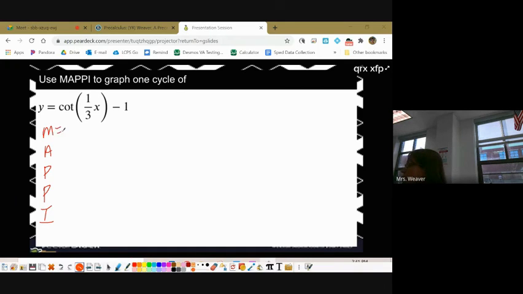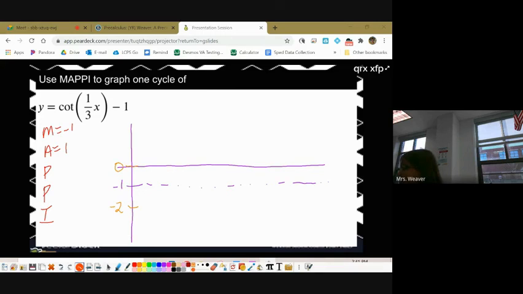So midline on this one is at -1, amplitude is 1. So this one's going to be down. I'll put my x-axis just a little bit up. Midline's at -1. Amplitude is 1, so I'm going to go up 1 to 0 and down 1 to -2. Phase shift is 0. There's 0 phase shift this time, so my first key x value is also 0.